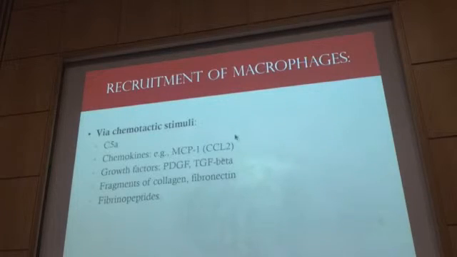CCL2 is the most known chemoattractant for macrophages, but also C5a of the complement can recruit macrophages, and also fragments of collagen and fibronectin. Why does it make sense that fragments of extracellular matrix will recruit or activate macrophages? Sign of damage. Exactly, because it's a sign of tissue damage, so it makes sense.